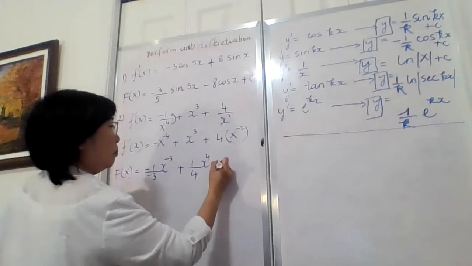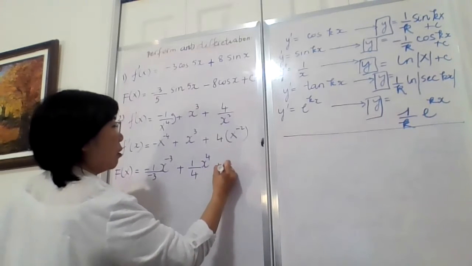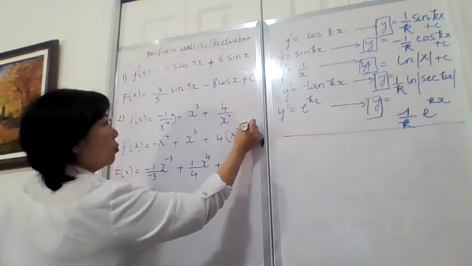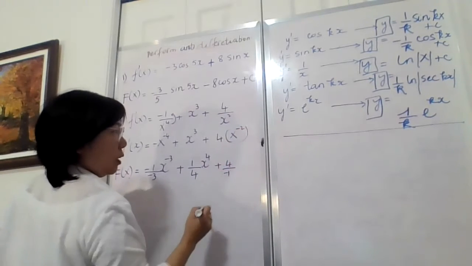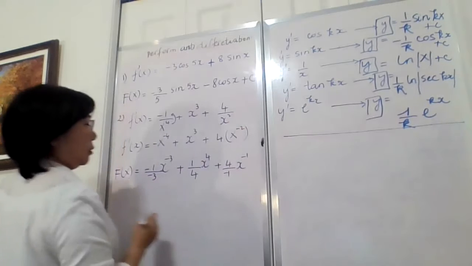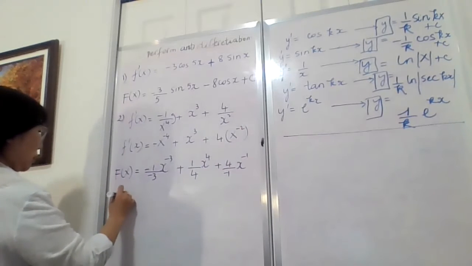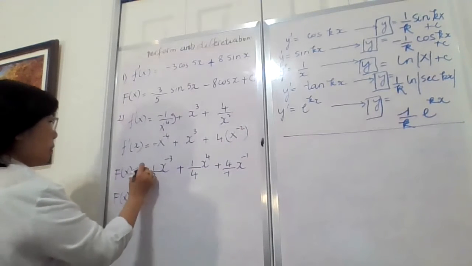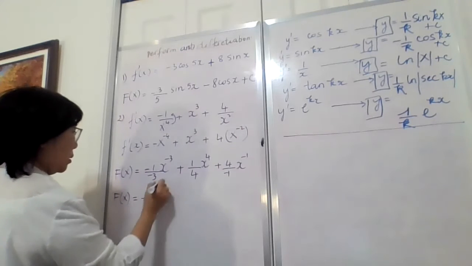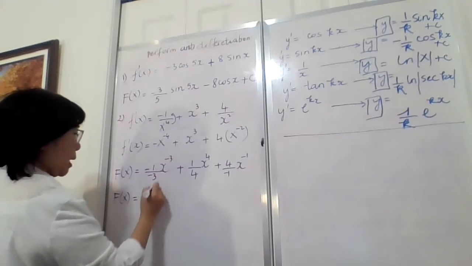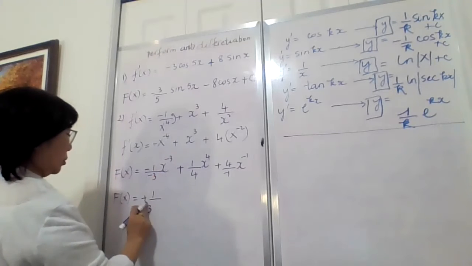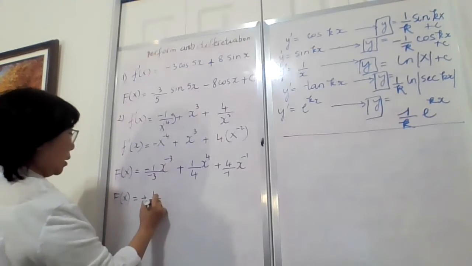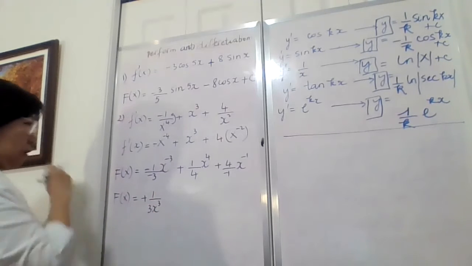And this will become adding 4. This minus 2 add to 1 will become minus 1. So 4 divided by minus 1, x to the minus 1. So let's simplify one more. This negative divided by negative is positive. Now because this is a negative power, I'm going to bring this down, and I'm going to change it back into x to the power 3.